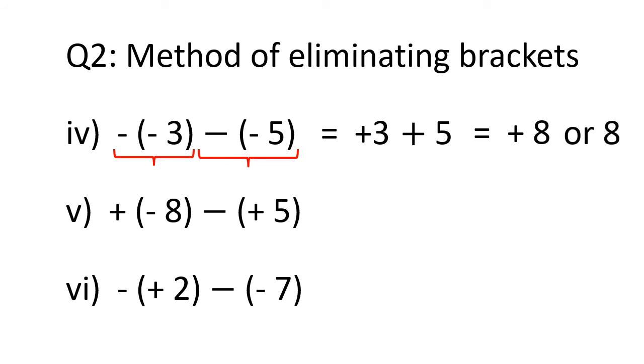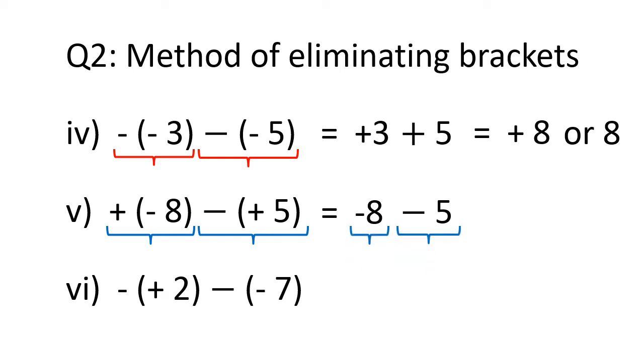The fifth question is positive negative 8 minus positive 5. Positive negative 8 is negative 8, and minus positive 5 is negative 5. This is an addition of negative 8 and negative 5, which is an addition of same signs. So the answer will have the same sign, negative, and the amount is the sum of 8 and 5, which is 13. So the answer is negative 13.